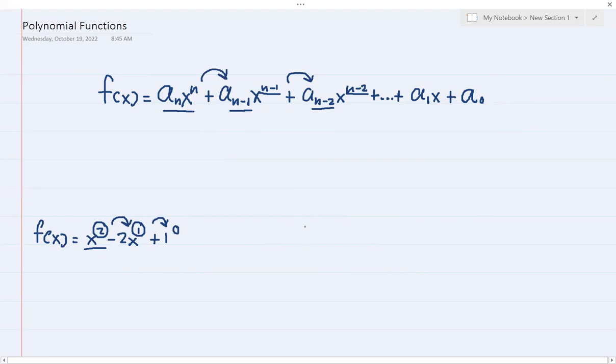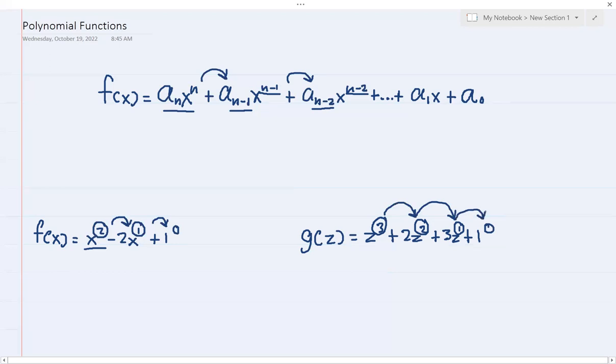Now, let me give you one more example so that you will understand it even more. So we have another function. Let me use a different letter: G of Z, which is Z cubed plus 2Z squared plus 3Z plus 1. Now take a look at the exponents. We have 3, 2, and here we have 1. And since we have a constant here, which is your 1, then we will have 0. So as you can see, from 3 to 2, from 2 to 1, and from 1 to 0.